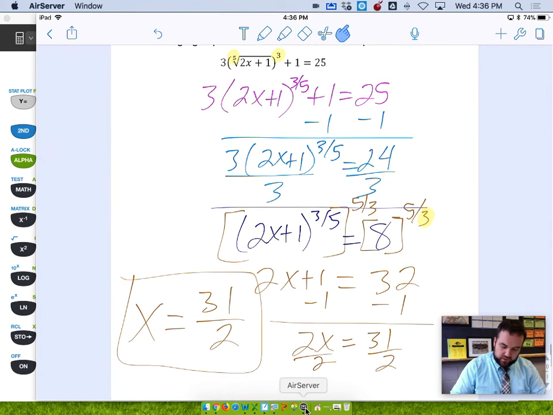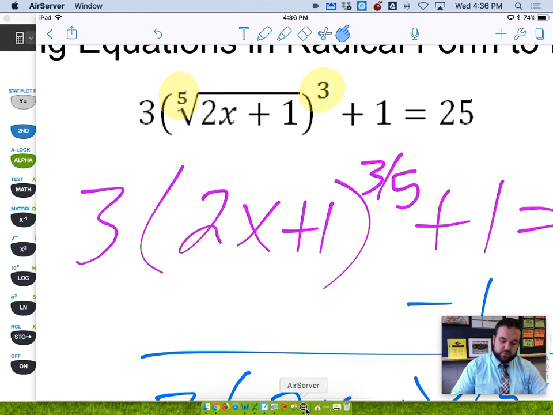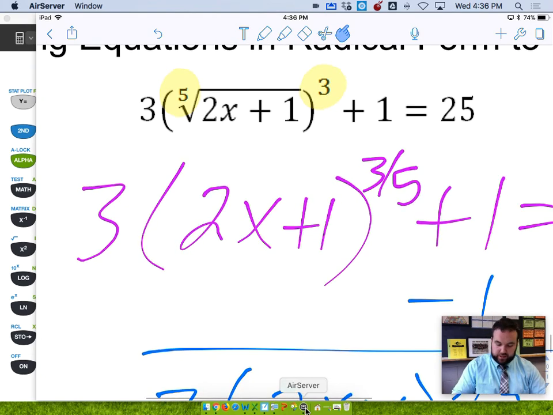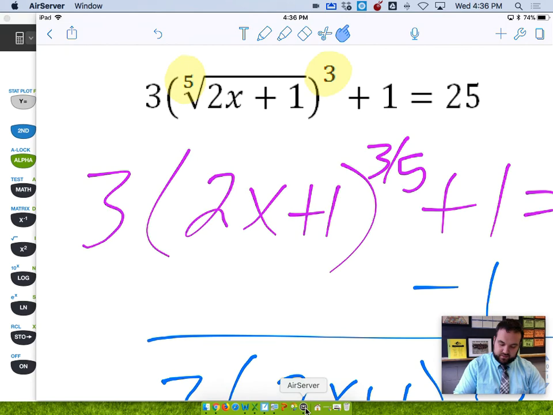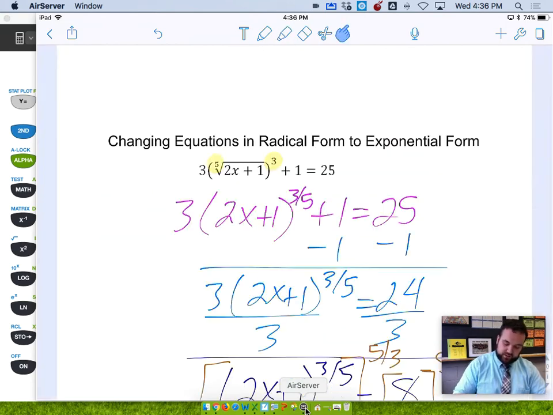So the big thing there is if it is a radical, sometimes it's going to be easier to just change it to an exponent. If you didn't change it to an exponent, you would have to third root both sides first, and then raise both sides to the 5th power to get rid of the radical. But I think if you rewrite it as an exponent of 3/5, then we can do both of those things in one step.